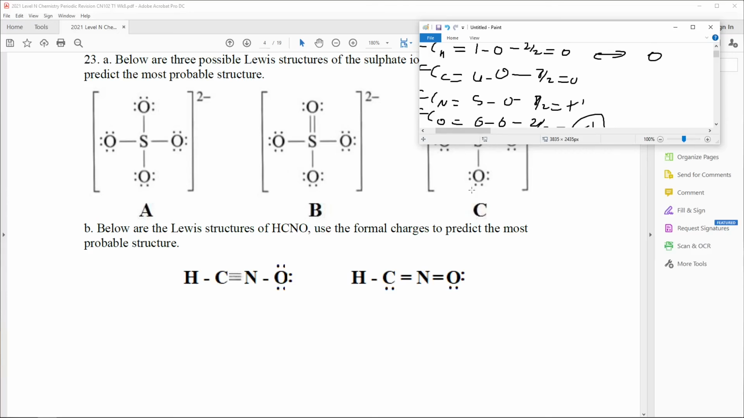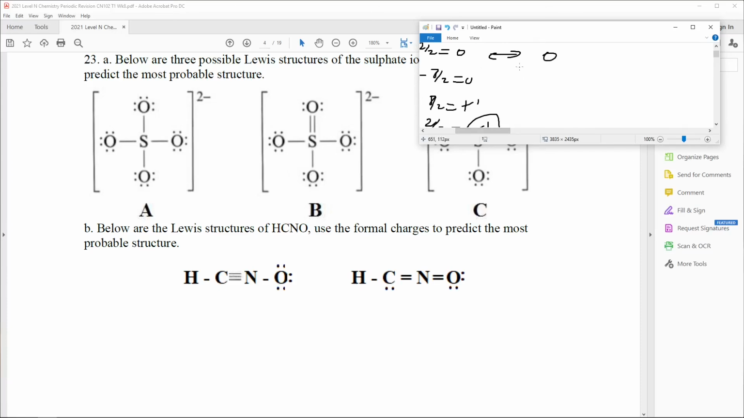This one is different. Let's do the carbon. Formal charge of the carbon has 4 minus 2 this time, 2 lone electrons, minus it bonds only 3 times, so that makes 6 over 2.